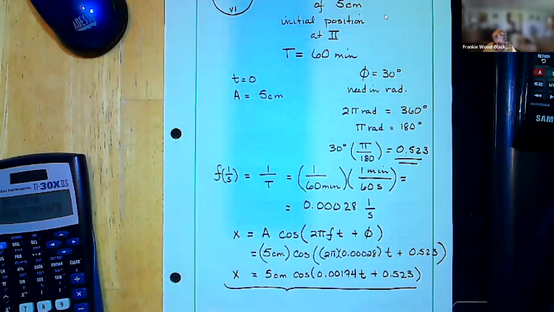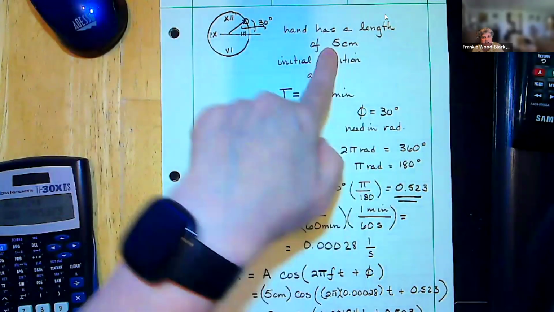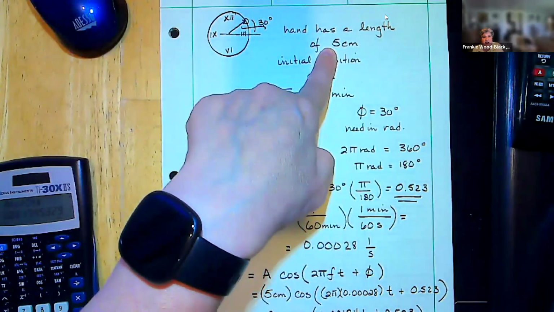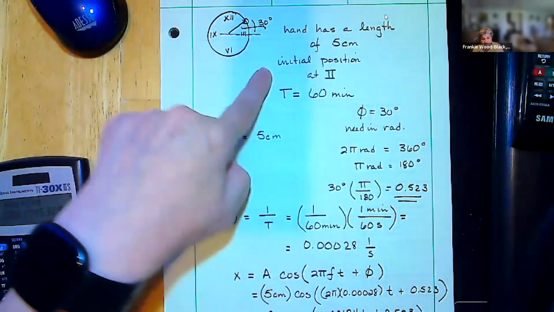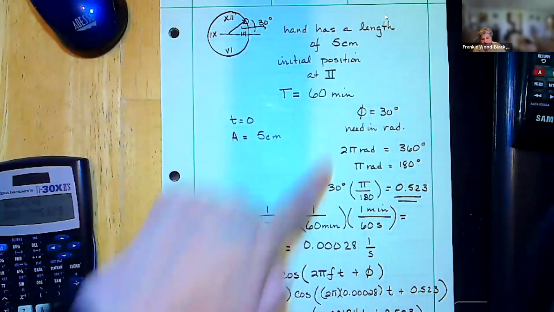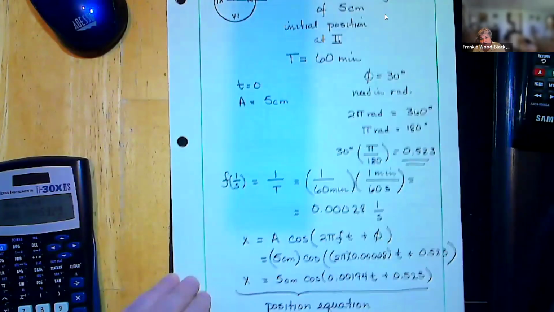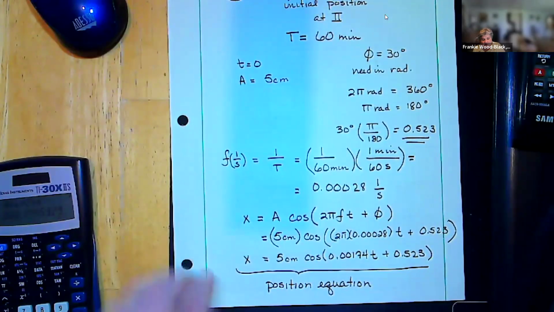And that is exactly what you're going to do for your simple harmonic motion in the real world. I used a clock. I had the length of my amplitude. I had my starting position. I had the period. I went through and figured out what those pieces of my equation are, and I plopped it right into my equation.